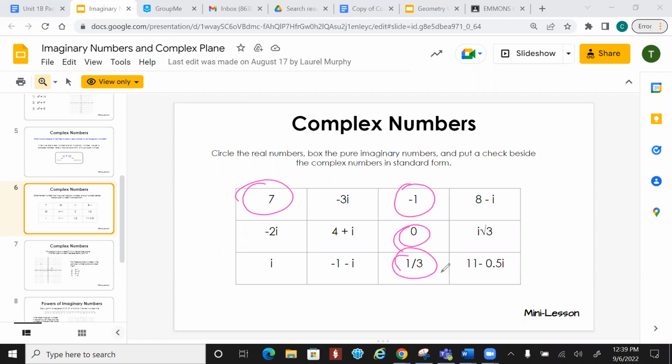Okay, my imaginary numbers are going to be -3i, -2i, i square root of 3. Okay, a lot of people forget about this one. Okay, but there's nothing in between the i and the square root. And then the last one, complex numbers, are all of these. If there's any sign in between a number and an i, that's when you're going to have a complex number. Okay.